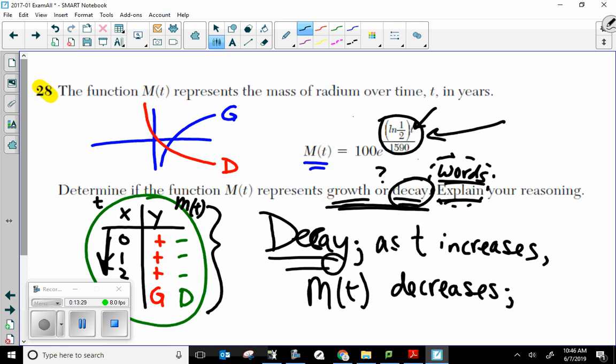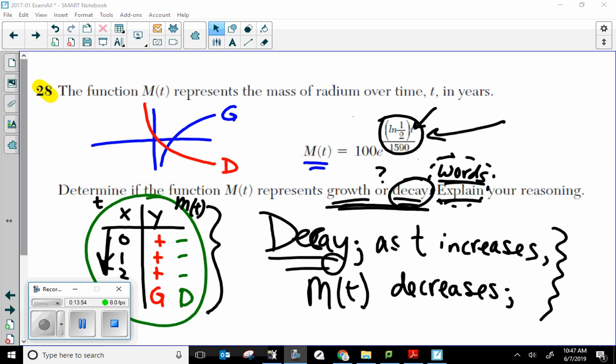All right. What about if I wanted to reference the graph? I could say, looking at the graph, as the graph goes from left to right, or as t increases, my y value decreases, means it constantly has a negative slope. My line is going down into the right. It is not going up into the right. I think this is a little bit easier for explanation purposes.